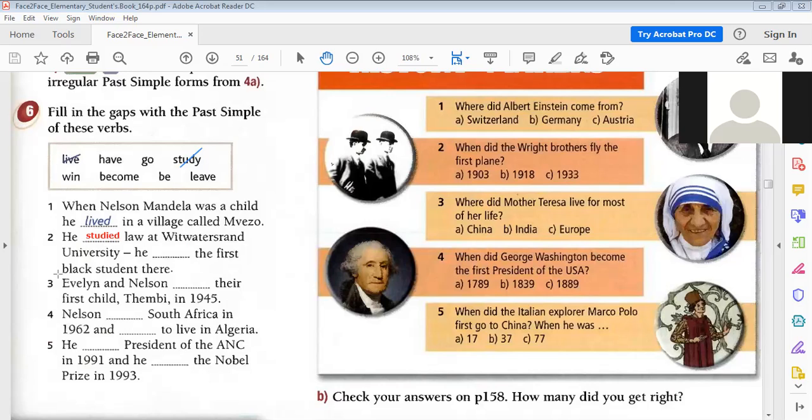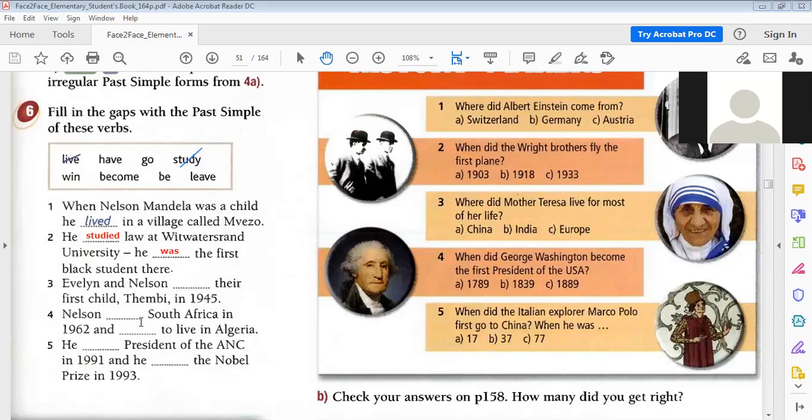What about Rana? Can you answer number 2? The rest of it? Okay. He what's the past? Was. No, the past of B. The past of B is was. He was the first black student there. Okay.